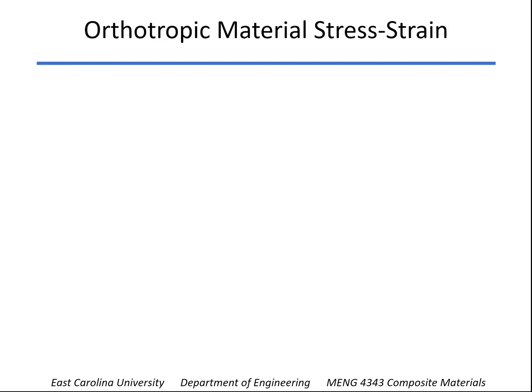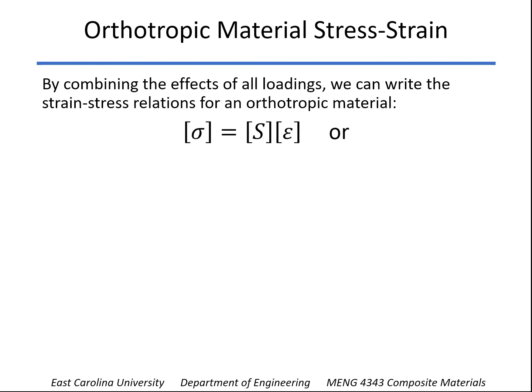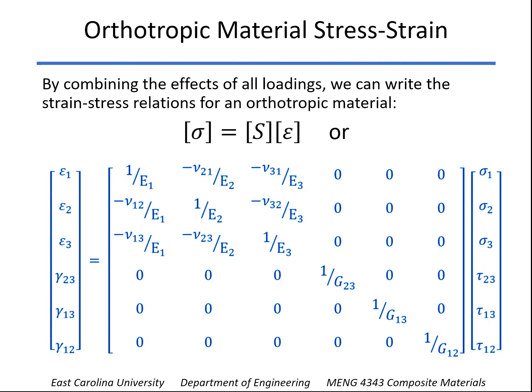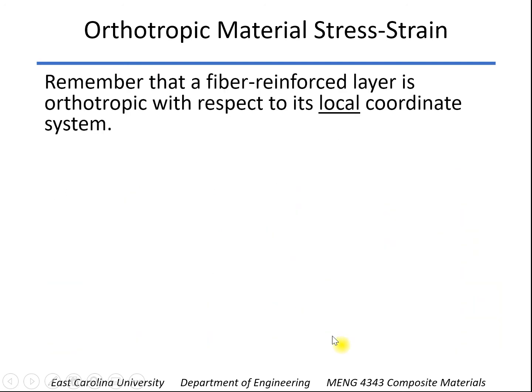Okay, we put all that together, and now we have the strain-stress relations between the local strains and the local stresses for an orthotropic material. So again, you'll see that there's more than 9 constants here, but remember this has to be symmetric. So as we'll see in just a moment, there's going to be a relationship between the Poisson's ratios here. So again, 9 independent constants.